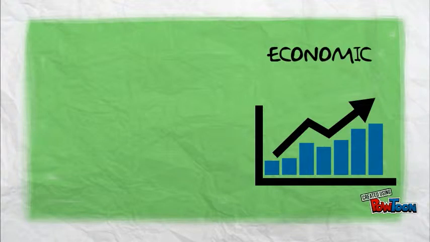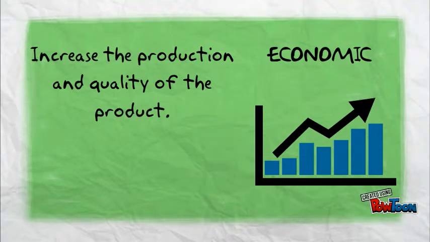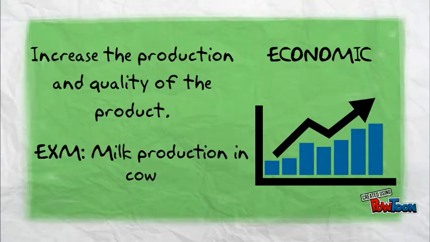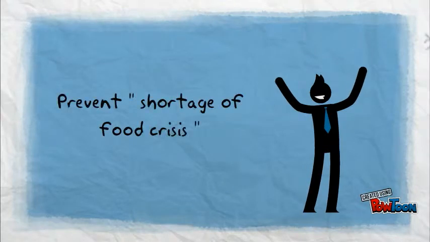In the economy, DNA cloning can increase the production and quality of products. An example is improving milk production in cows. Another advantage of DNA cloning is that it can prevent a food shortage crisis in the future.